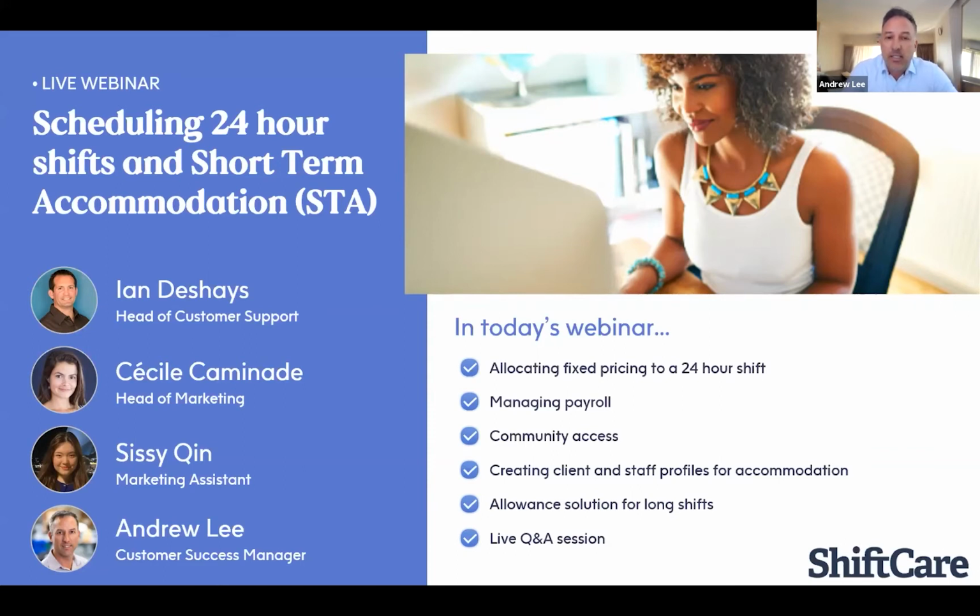So in today's webinar, this question comes up quite a lot in our chat channel around scheduling 24-hour shifts. They are a little bit complicated, so we'll take you through how you do these rosters for the short-term accommodations and basically paying the client and the staff members across those shifts. So we'll go through allocating fixed pricing to a 24-hour shift, how you manage your payroll, community access, creating client and staff profiles for the accommodation side of things, how to attach allowances for longer shifts, and we've got the Q&A session as well going.